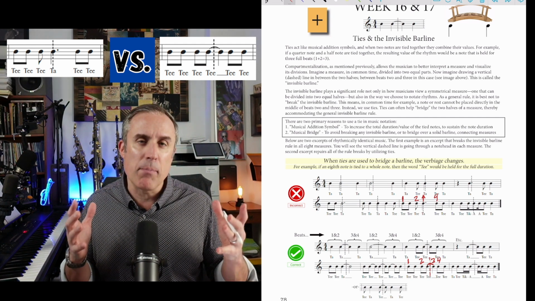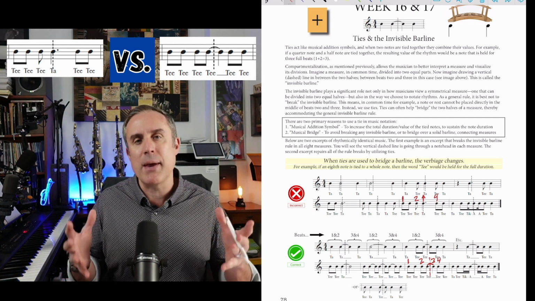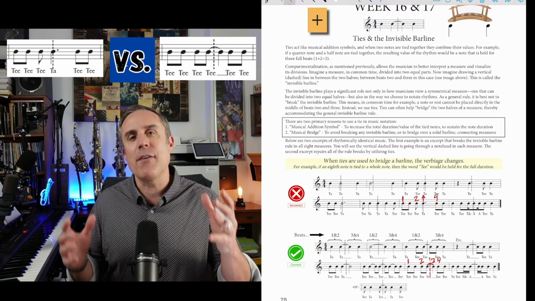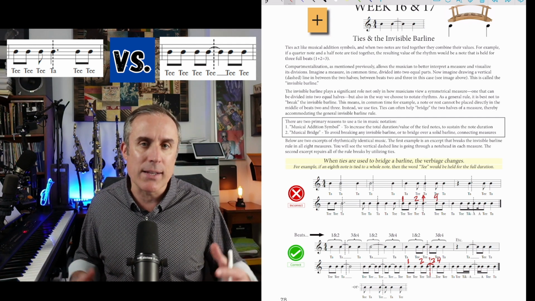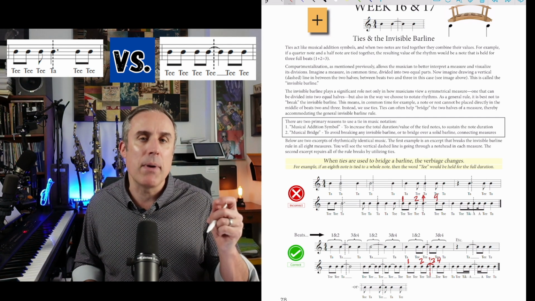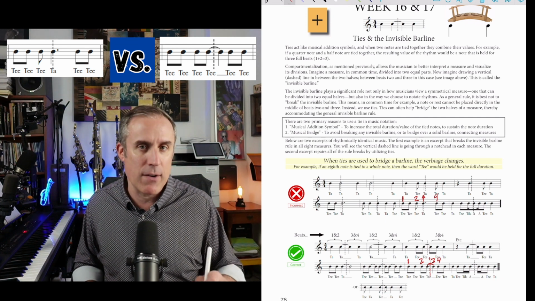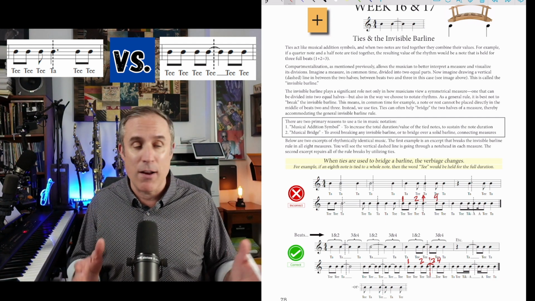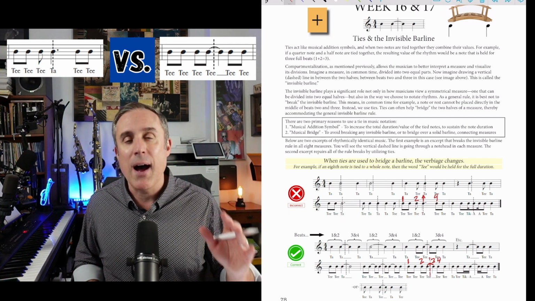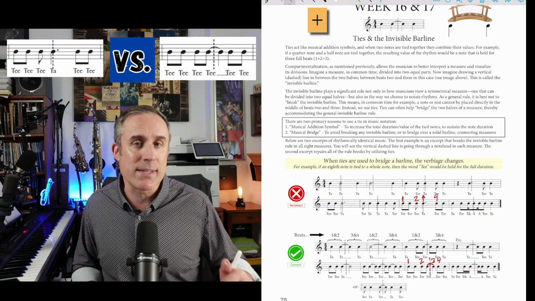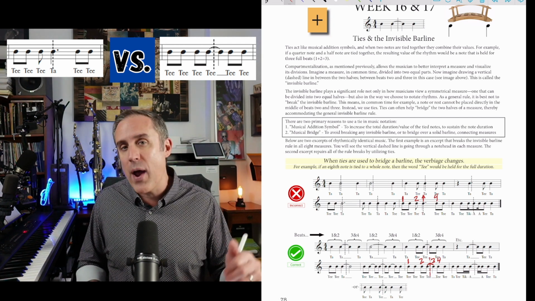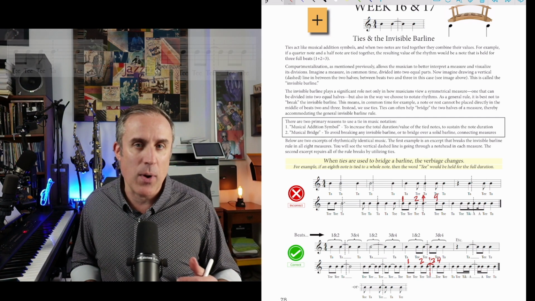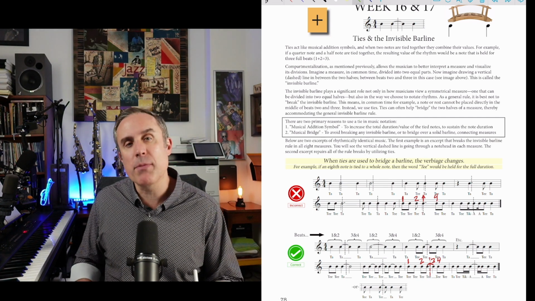The idea of compartmentalizing this measure to make it more digestible for musicians is the whole point to having ties and invisible bar lines working together to make music easier to understand for musicians. And again, I don't care if you're a beginner, an intermediate, an advanced, a professional musician. I would prefer the second rhythm in the second excerpt way over that first one. And that's why I hope publishers would understand that as well. All right, I'm done with my rant.